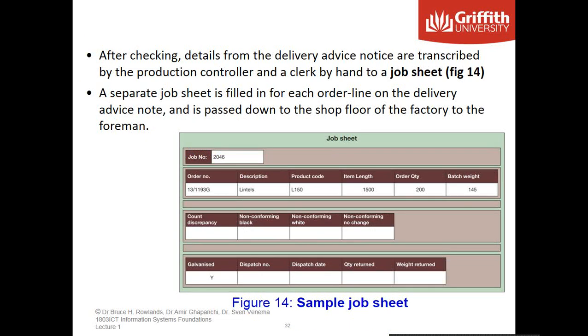Then after checking, the details from the delivery advice notice are transcribed by the production control and a clerk by hand to a job sheet. That sounds problematic to me. Yeah, it sounds like there could be a lot of easy mistakes made there. Okay, and it's paper-based, so papers can get lost. Separate job sheet is filled in for each order line on the delivery advice note and is passed down to the shop floor of the factory to the foreman. Again, it's manual, so lots of opportunity for things to go wrong here, right? And there's some information here.